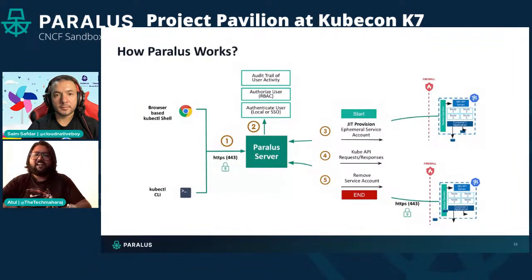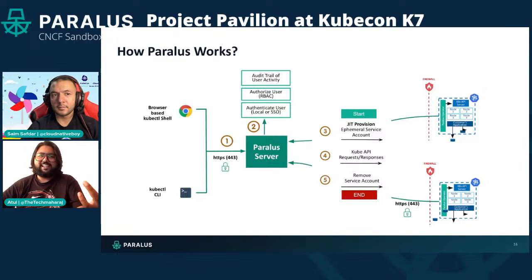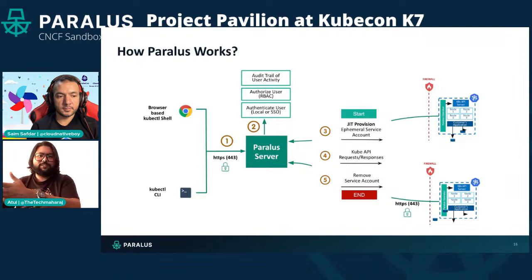Now, to understand how Paralus actually works, what you see over here is a real high-level overview of how the interaction happens. You have a request that comes in from the user, which can come from a web browser or from the CLI, which actually hits the Paralus core. Talking about Paralus core, there are a couple of major components involved, and whatever I'm talking about now is available on our website paralus.io. In the documentation, you can go and refer to these as well.